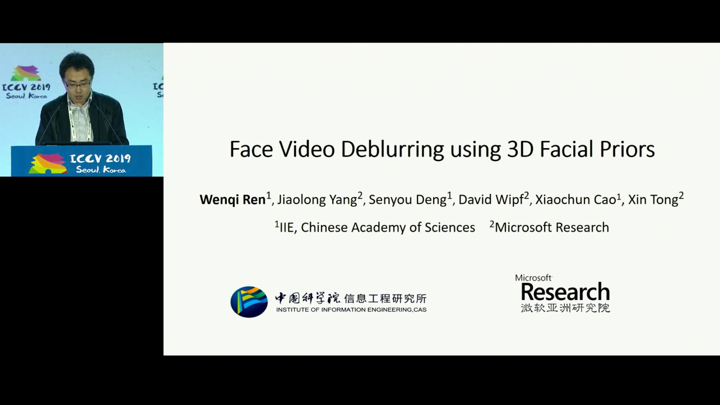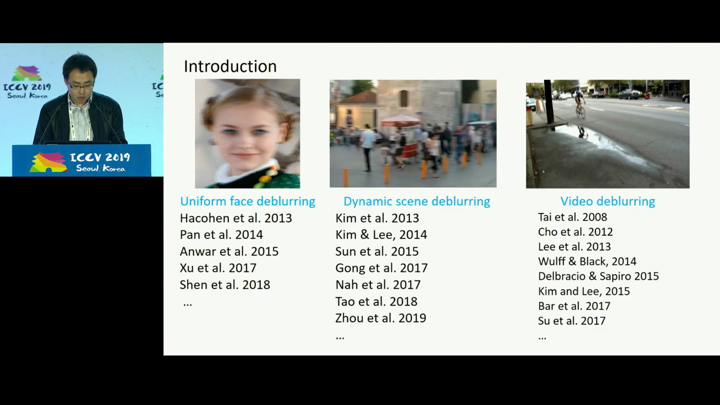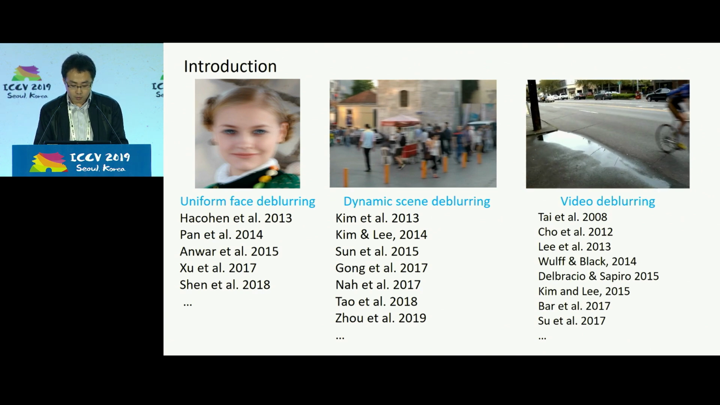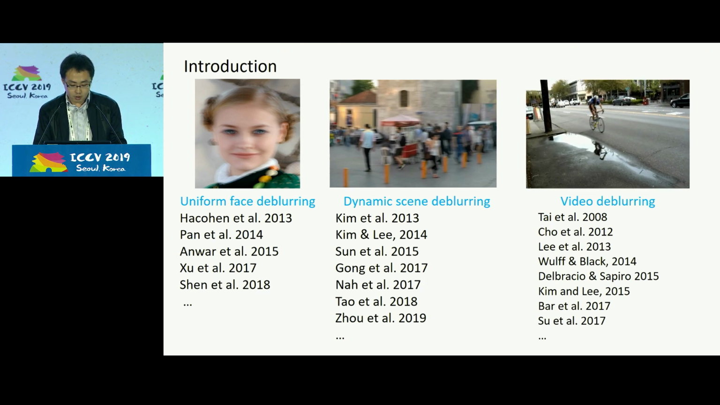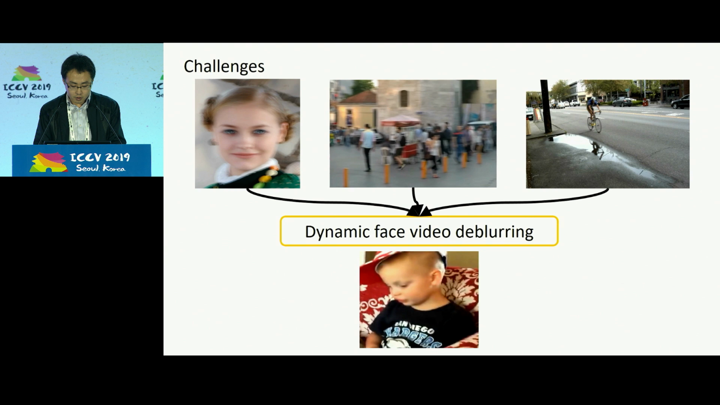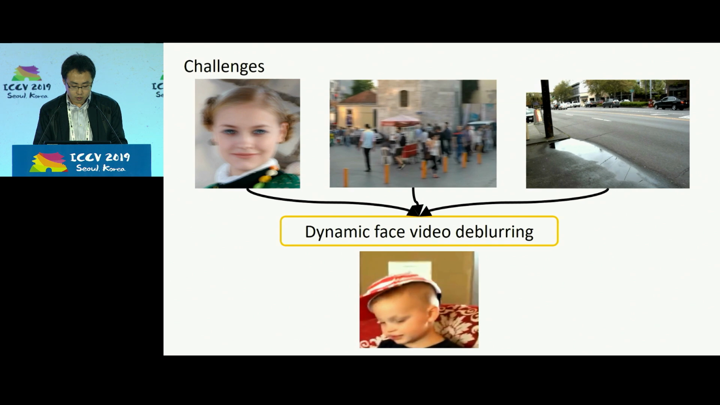Today I'm going to present our work, Face Video Deblurring using 3D Facial Prior. Face video deblurring aims to recover sharp faces from blurred videos. Existing face deblurring methods usually focus on uniform blurs. However, real-world videos often contain spatially variant blurs. To solve this problem, some dynamic scene and video deblurring methods have been proposed based on estimation of pixel-wise kernels. Nevertheless, these methods struggle to deblur face videos, since these videos often involve pose variations and non-uniform blurs.